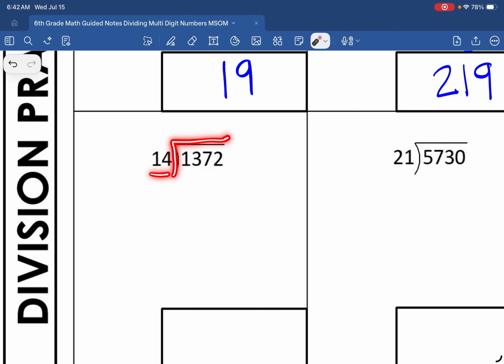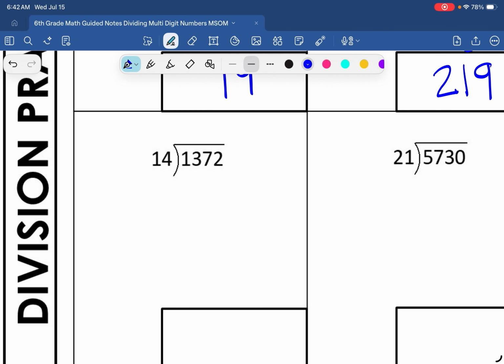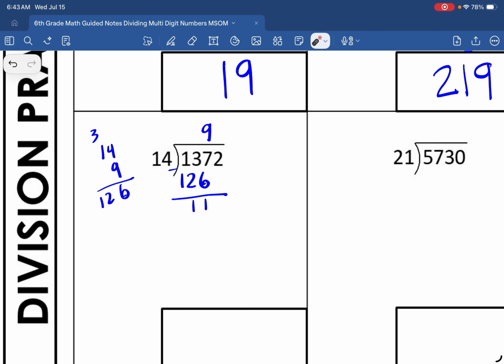1,372 divided by 14. 14 will not go into 1. It will not go into 13, but it will go into 137. I know 14 times 10 is 140. I'm going to try 14 times 9. So off to the side, 14 times 9, let's see, is 126. Subtract 137 minus 126 gives me 11. 11 is smaller than 14 and greater than 0.